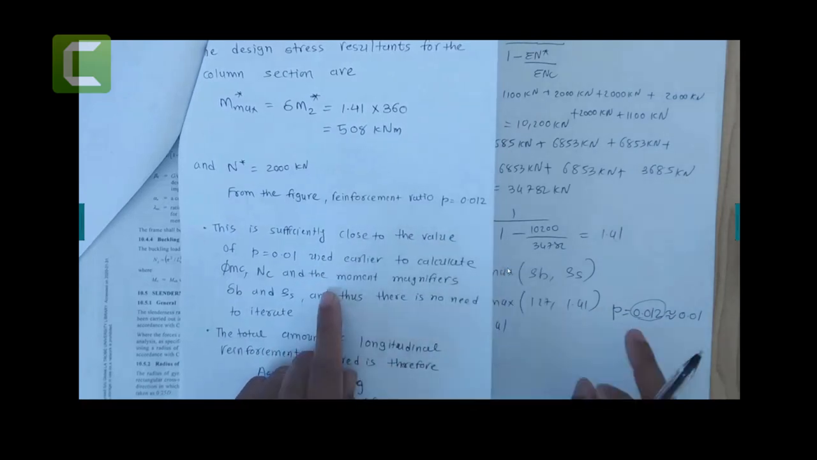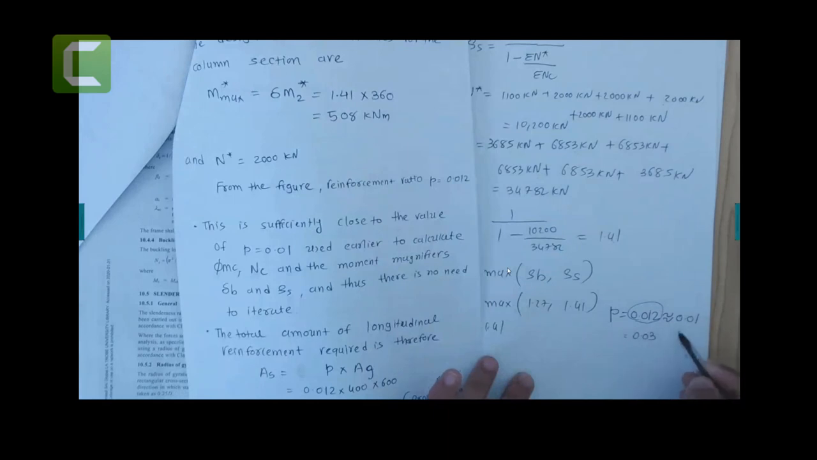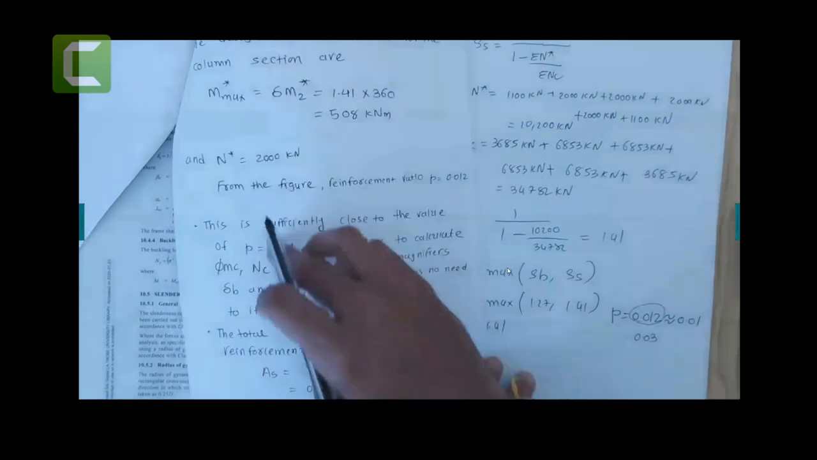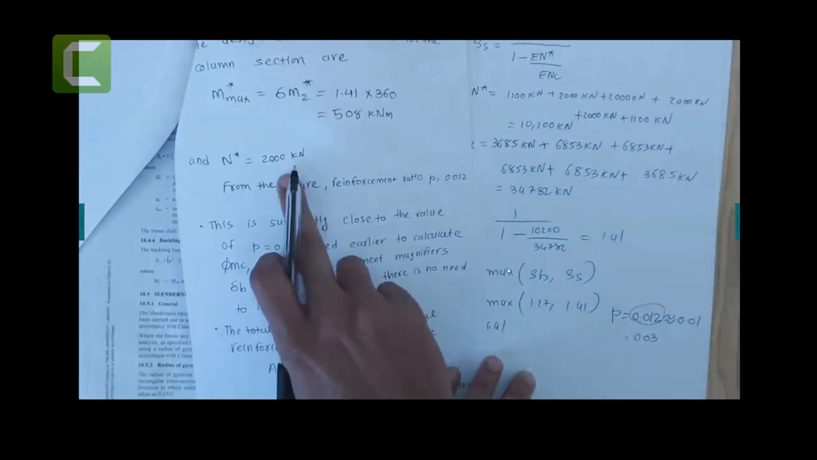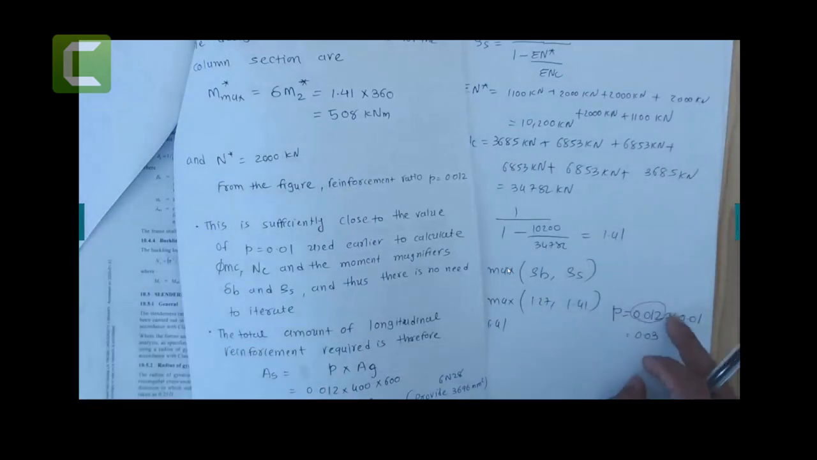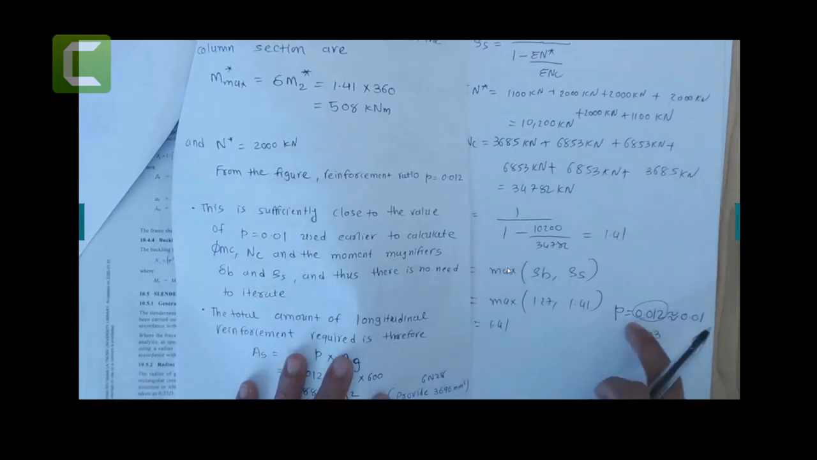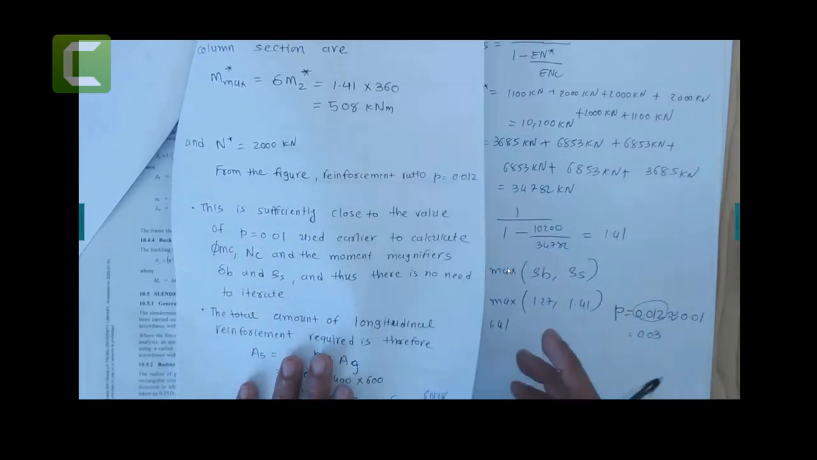That is an iterative process. If this assumption, let's say we calculate 0.03, which is way off your assumption, you go back and increase the assumed value, calculate those values again, and come back to see what your actual reinforcement ratio is. It's an iterative process, but here we are very close to our assumed value, so we need not do that iterative process. So finally, we know that our reinforcement ratio is 0.012.